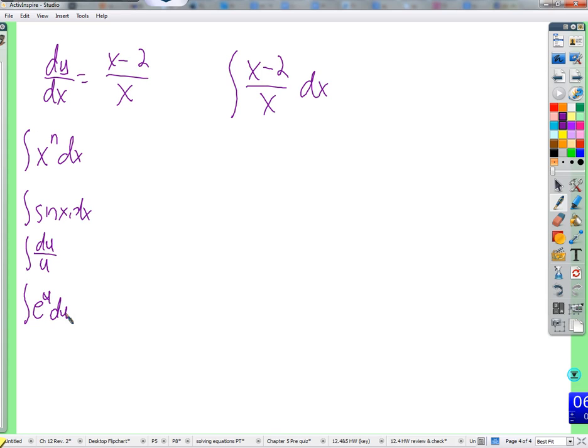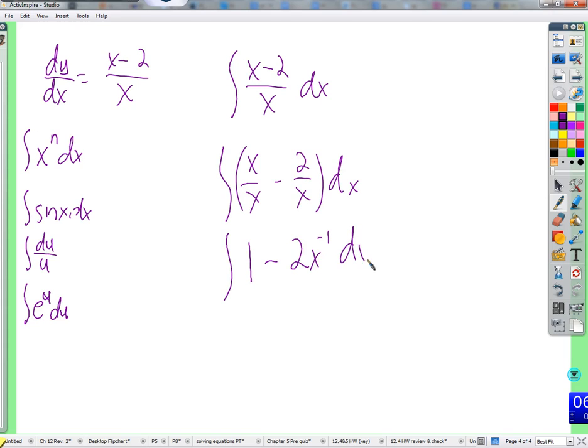So where my brain goes is the denominator itself is only one thing, meaning I can divide everything in the numerator by that thing. So I can take x over x minus 2 over x, like they were once two fractions with a common denominator that got combined. That way, I get x divided by x is 1, minus, and I'm going to write this as 2 times x to the negative 1. What's the antiderivative of 1? It's x. Right, the derivative of x is 1. And how about negative 2x to the negative 1?